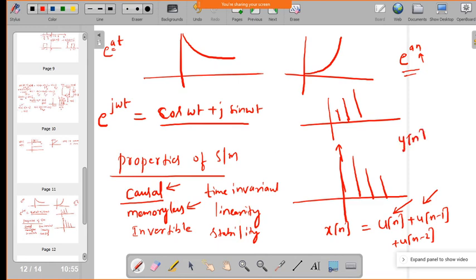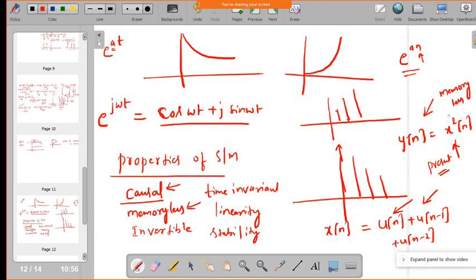Okay. So say for example, if you have y of n equal to x square of n. Okay. So now what will happen? For x square of n, only when the present value of n is given will it give the output. So it depends only on the present value. What does this system represent? It represents a memoryless system.